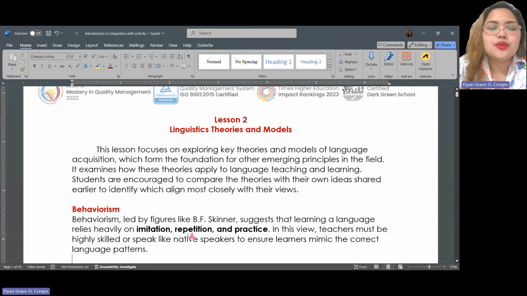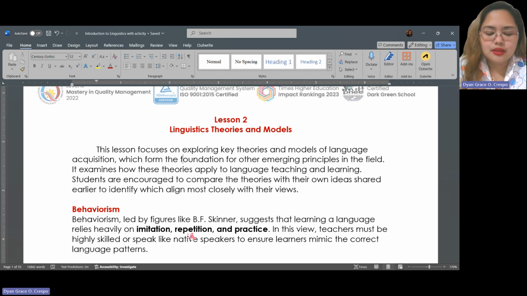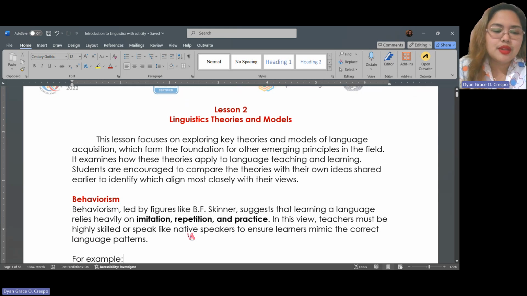So, lesson number 2, linguistic theories and models. This lesson focuses on exploring key theories and models of language acquisition. I know we have discussed different theories before, but let us further our discussion. This will be part of your examination as well. So, now, let us begin with the behaviorism theory.